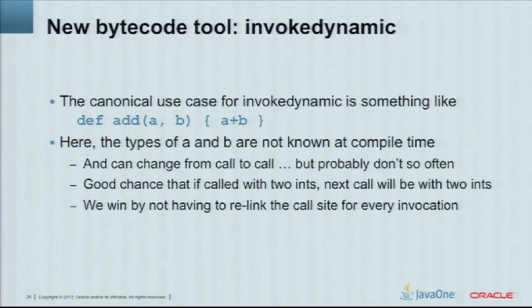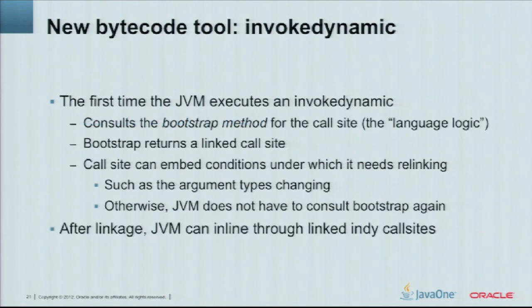So InvokeDynamic has this mechanism for the VM and the language runtime to have this conversation about how often and for how long the language runtime has to be involved in linkage decisions. Even though these types could change from call to call, they don't change that often, and the big win is not having to relink the call site for every call. Then the VM can inline through it as long as the assumptions aren't violated.